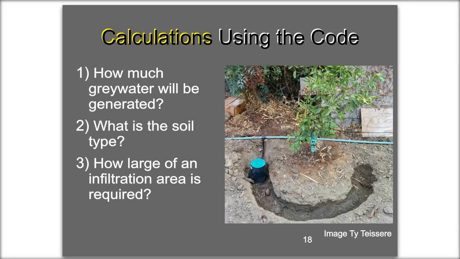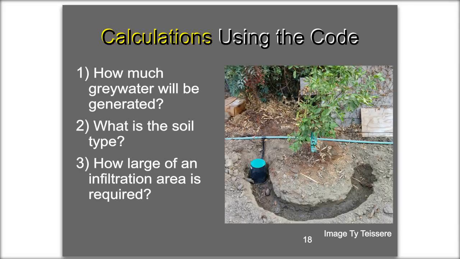So here are some calculations using the code. The first thing you need to do, and the code is going to give you a mechanism to do this, is figure out how much graywater is going to be generated from the system. Then you need to know what the soil type is. If your soil is sandy, the water is going to soak in much more quickly than if your soil is clay. And then the last thing is how large an infiltration area is required.